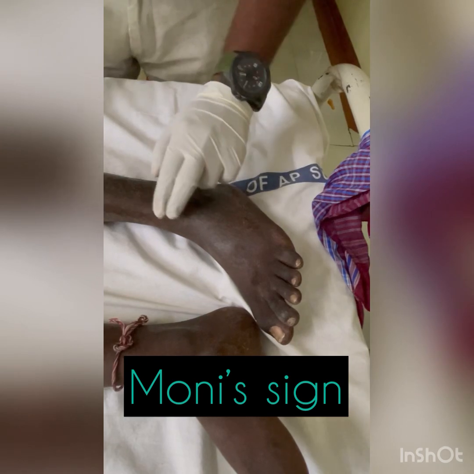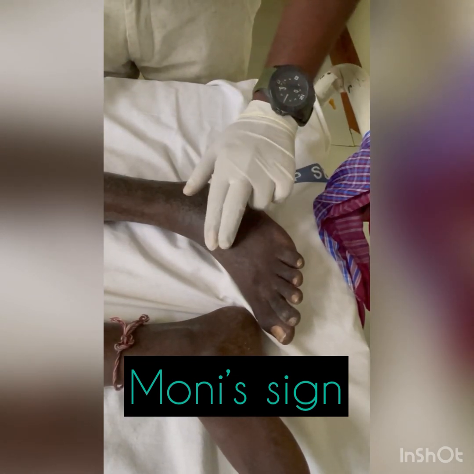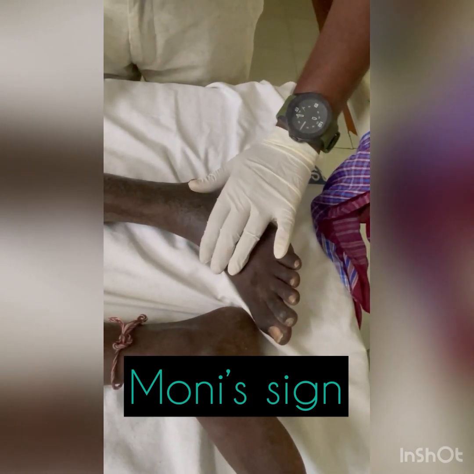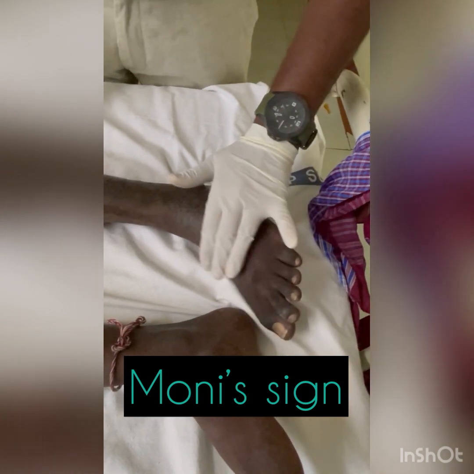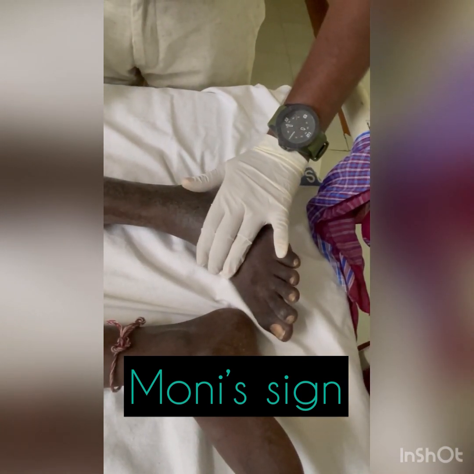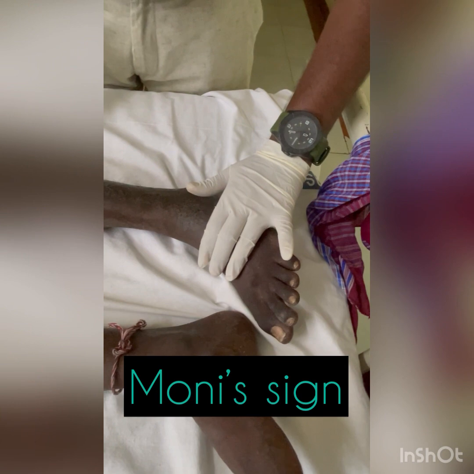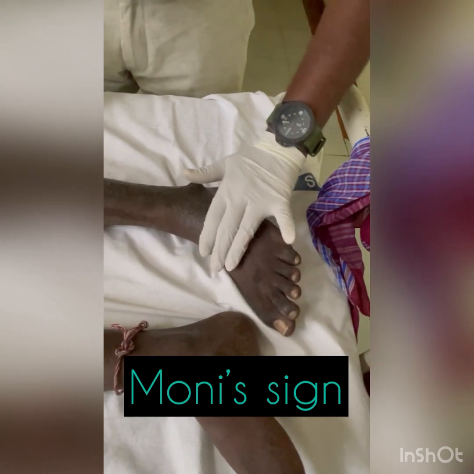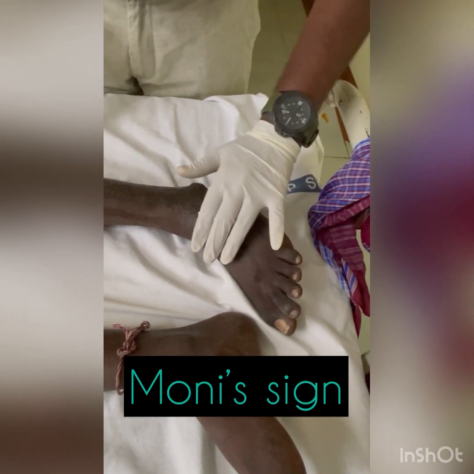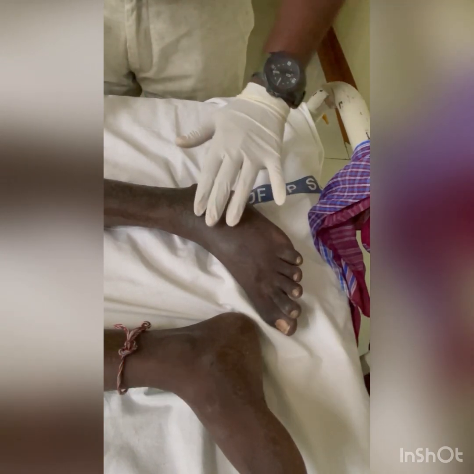Moniz sign. In Moniz sign, the foot has to be passively plantar flexed. On forceful passive plantar flexion, Babinski can be elicited. Here we can see the Moniz sign.